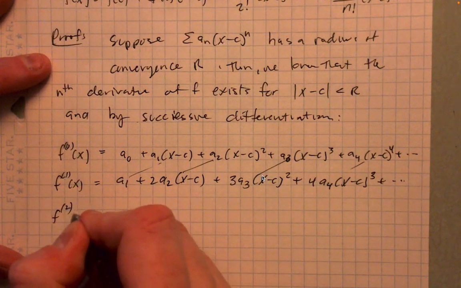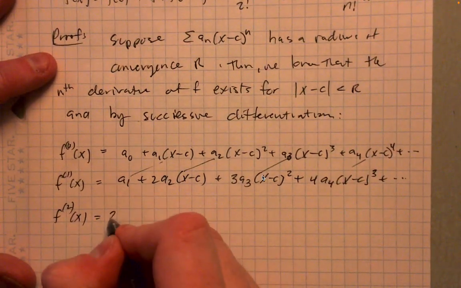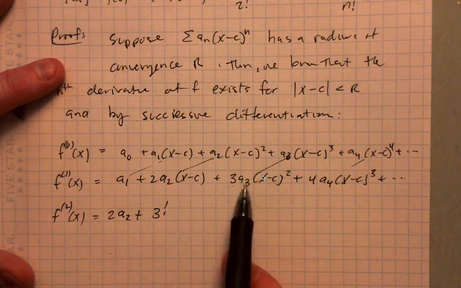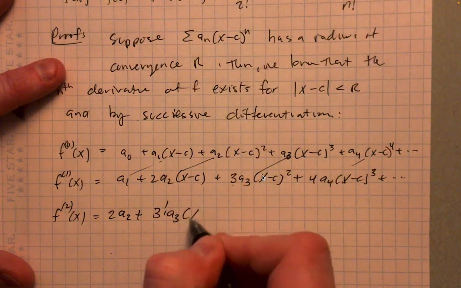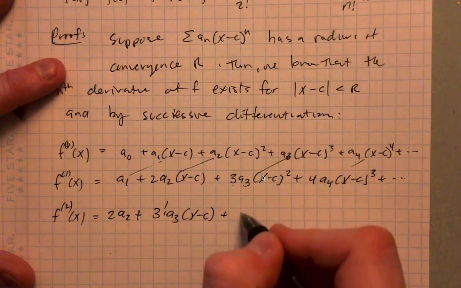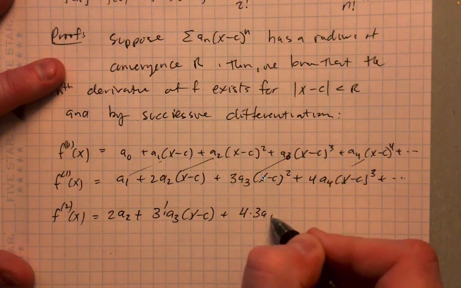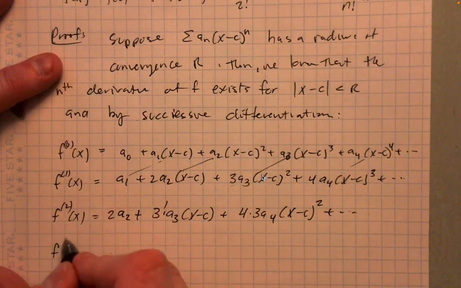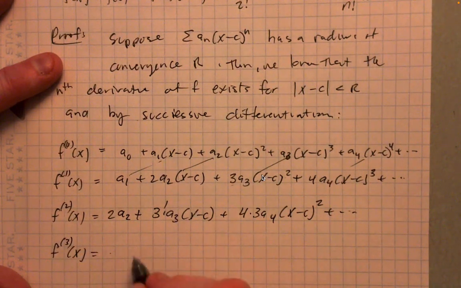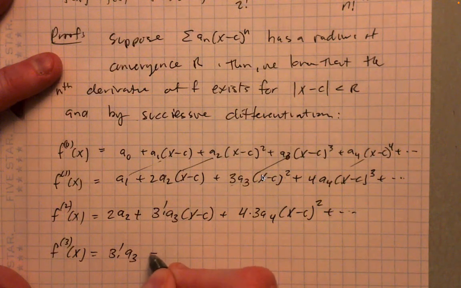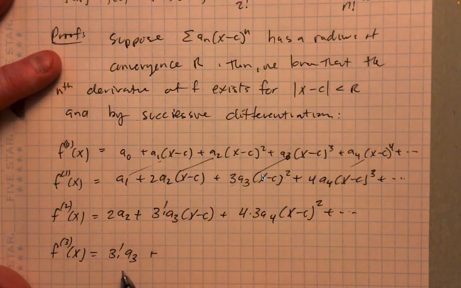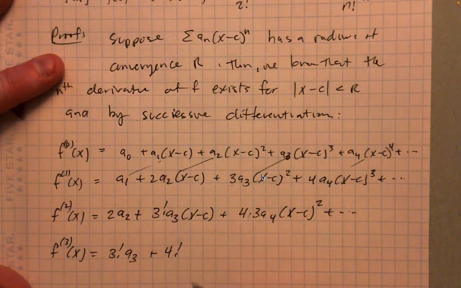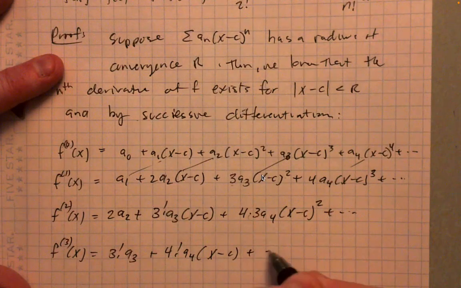What about the second derivative? Let's just build up the pattern. The second derivative will be 2 times a2 plus, and here's where we can start to see the factorials, 3 times 2, so 3 factorial, a3 times x minus c, plus 4 times 3 a4 times x minus c squared plus dot dot dot. And if we do the third derivative, that's where we'll see 3 factorial a3 plus 4 factorial a4 times x minus c plus dot dot dot, and so on.